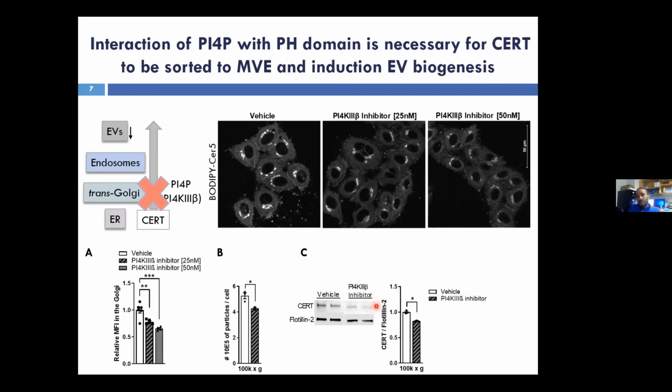But you're also reducing CERT presence in extracellular vesicles. So this is an immunoblot, where CERT was normalized to flotillin. And as you see, you have less association of CERT to extracellular vesicles. So this is from the vesicle preparation.